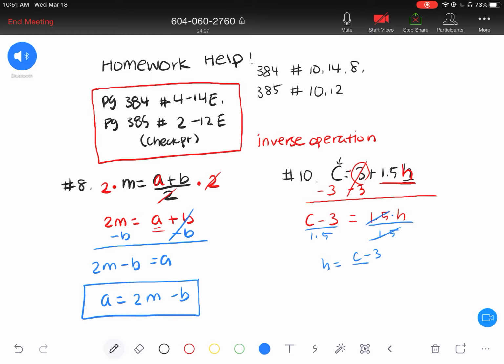H is going to be c minus 3 divided by 1.5. Now you can't stop here because they said substitute c with 12. So I'm going to do 12 minus 3, which is 9, divided by 1.5. How many times does it go in? I think it's 6 times. Yeah, 6 hours.